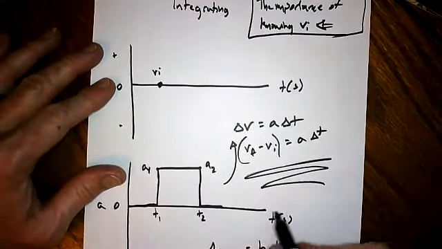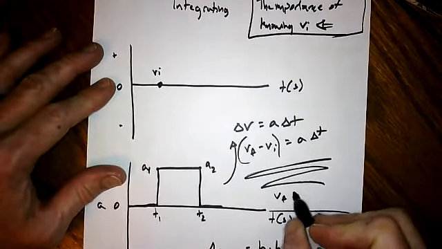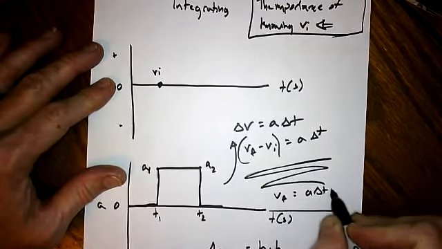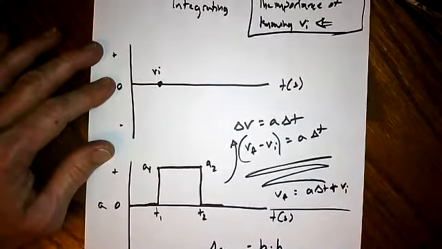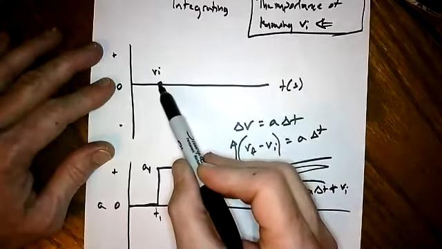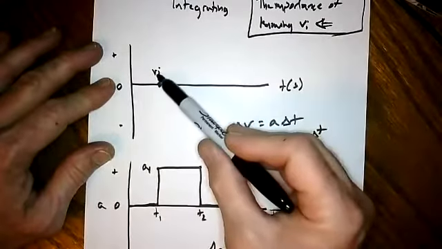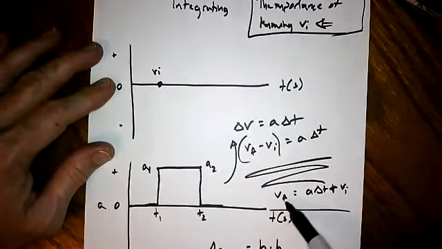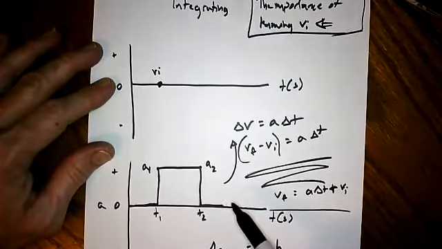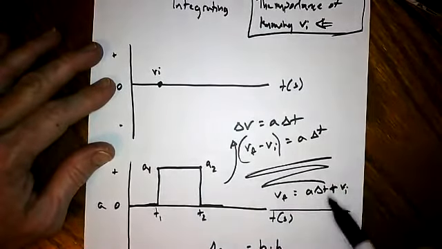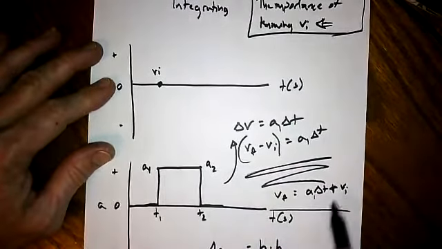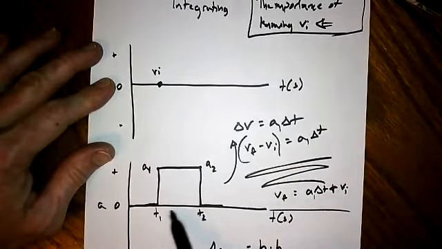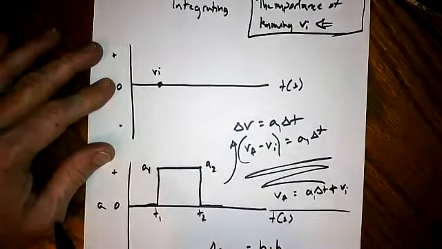Oh, I messed up there. VF equals A delta T plus VI. The final velocity, if this is initial velocity, or I could have called that T1 or V1, the final velocity, or V2, is going to be equal to A1, I'll keep that one in there, A1 times delta T, the width of this, plus the initial velocity, which in this case I set to zero.